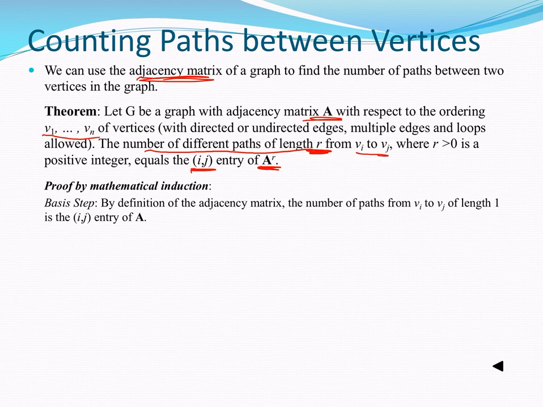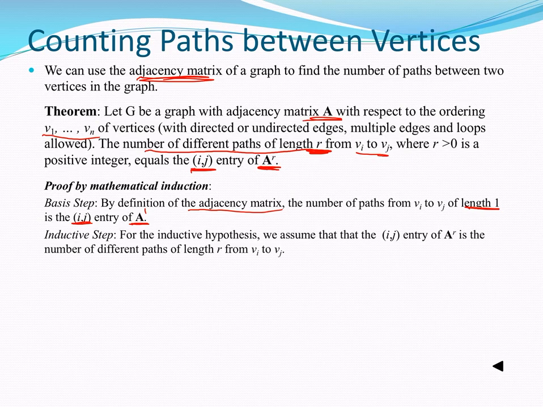The basis step: paths of length 1 are the ij entry of A, which is A raised to the 1 power. And that's the definition of the adjacency matrix, which vertices have edges between them, and an edge contributes 1 to the path length. Our inductive step will assume that the ij entry of A raised to the r power is the number of different paths of length r from vi to vj.